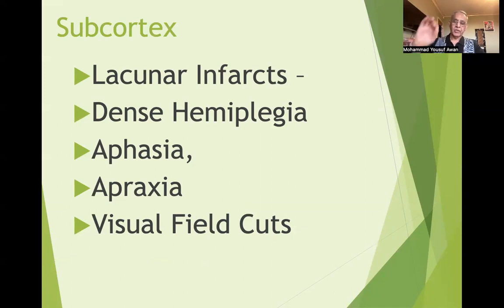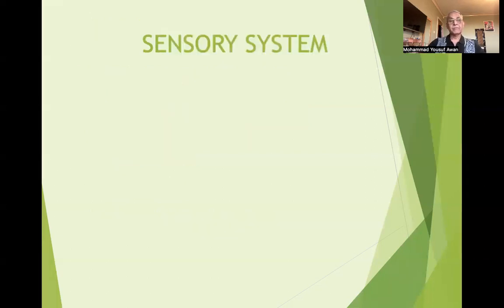Some part of the visual fields you will not be able to see, so there will be visual field defects and subcortical problems, depending upon which part of the temporal lobe or parietal lobe is involved. So upper quadrant, lower quadrant, hemianopia, that will be part of the subcortical lesions.